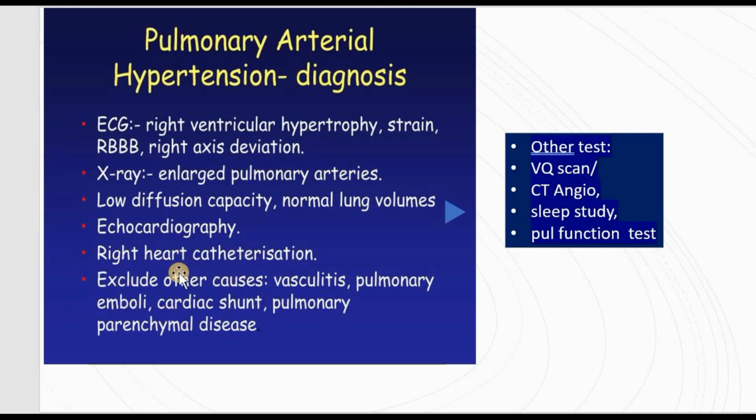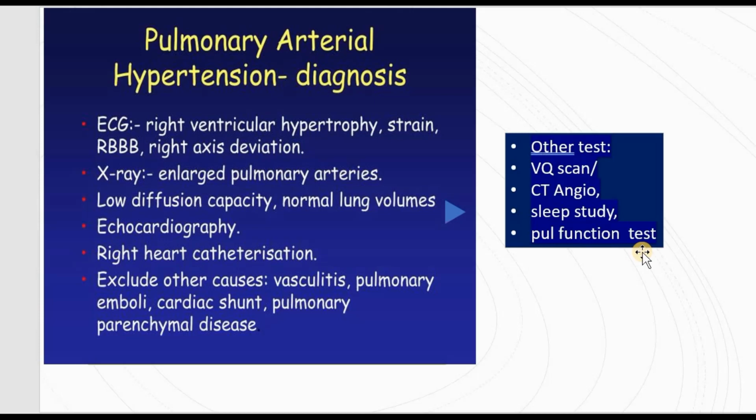Right side catheterization: cardiologists insert a catheter into the right side of the heart and into the pulmonary artery. This gives an accurate value of the pulmonary artery pressure and can diagnose pulmonary hypertension. Other tests include VQ scan, CT angio, which helps to diagnose blood clots, sleep study to diagnose sleep apnea, and pulmonary function test to rule out any lung disorders. Along with this, blood tests are done to find genetic causes or liver or kidney disorders.